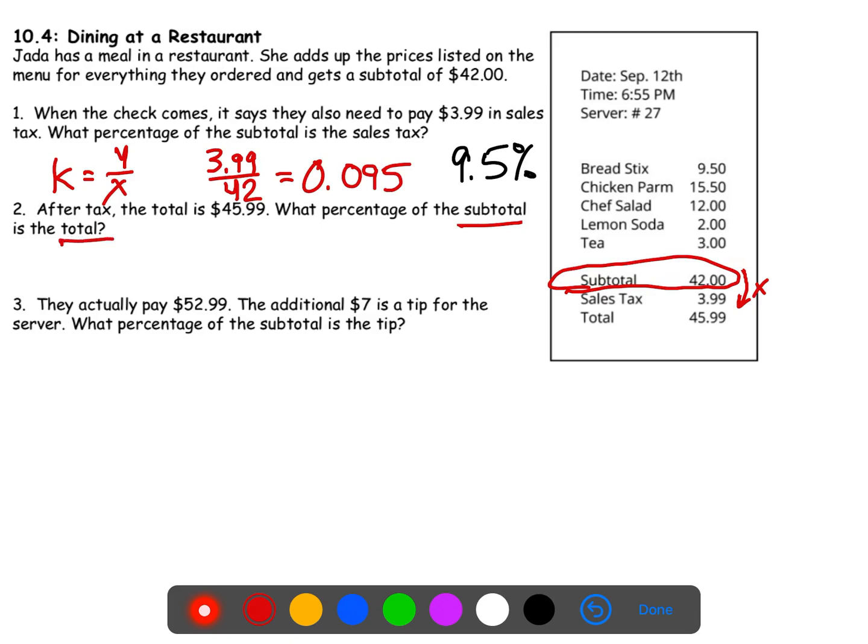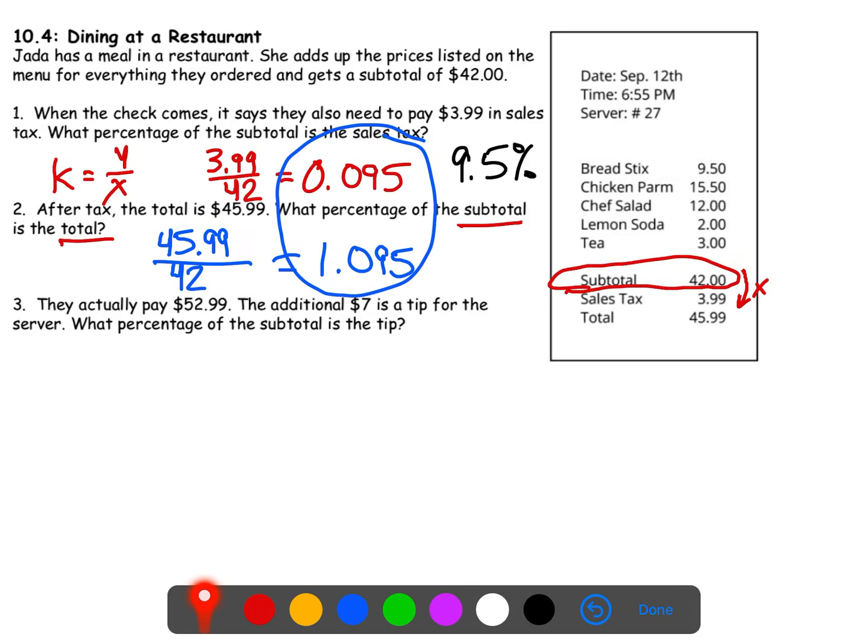So we take our total, let's use a different color, our total, $45.99, divided by our subtotal, $42. And when we do that, you get 1.095. Now, these look very similar to each other. This just has that extra 1 there, but the decimal is the same.